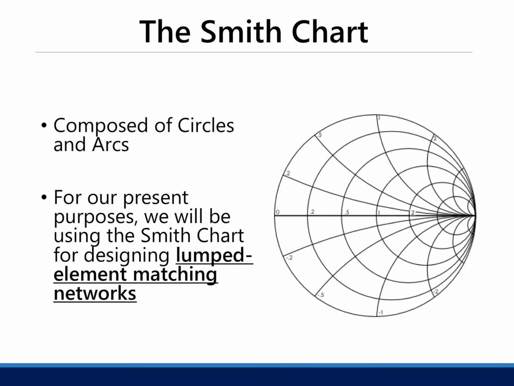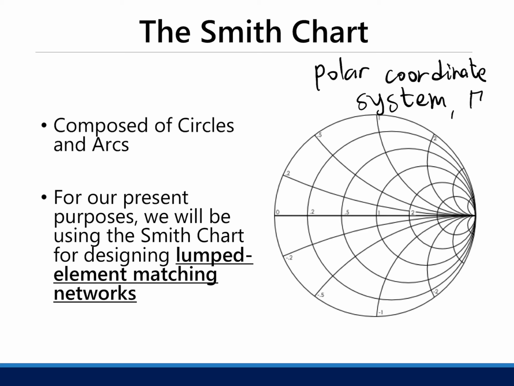It's composed of circles and arcs. It's basically a polar coordinate system. Let me just write that. It uses the polar coordinate system, and it's graphing the reflection coefficient gamma. So basically, it's a graph of gamma. Any point within your circle here corresponds to some value of gamma, or the reflection coefficient. So that is your Smith chart.